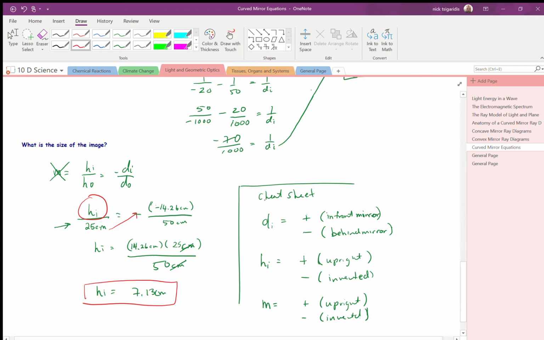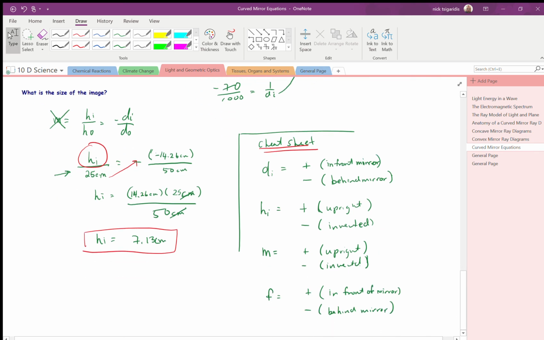And so I've given you a little bit of a cheat sheet over here. If your DI is positive, it means you're in front of the mirror. If it's negative, it means you're behind the mirror. If your HI is positive, it means you're upright. If your HI is negative, it means you're inverted. And if your magnification is positive, it means you're upright, as we found up above. If your magnification is negative, it means you have an inverted image. So this is a really easy cheat sheet. Oh, pardon me, I forgot, there's one more: the focal point. If your focal point is positive, it's in front of the mirror. If it's negative, it's behind the mirror.